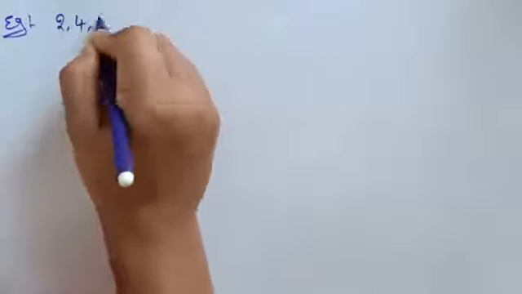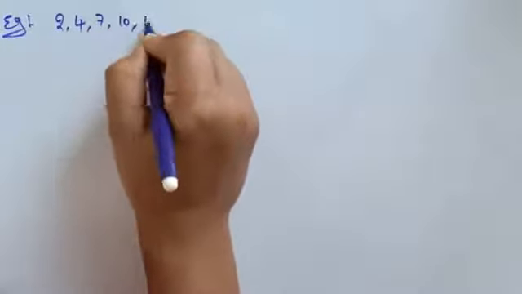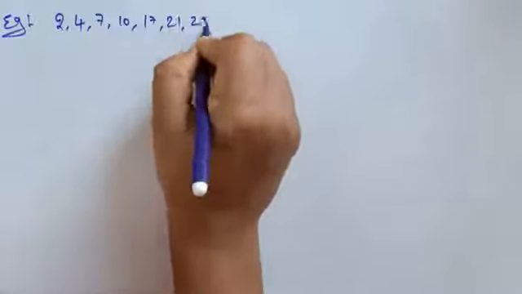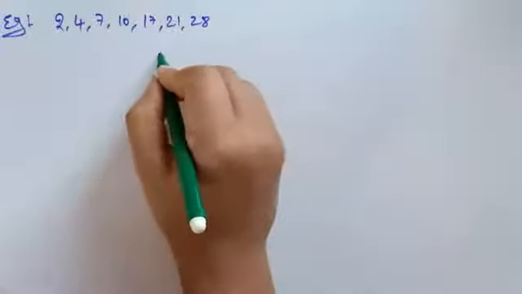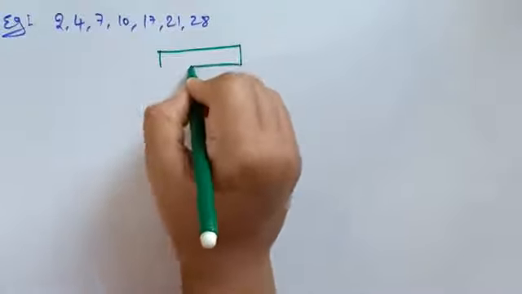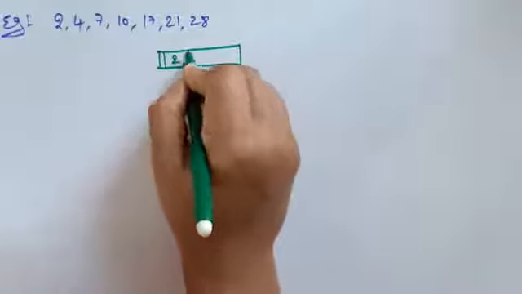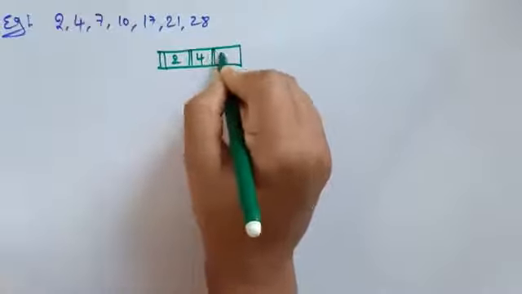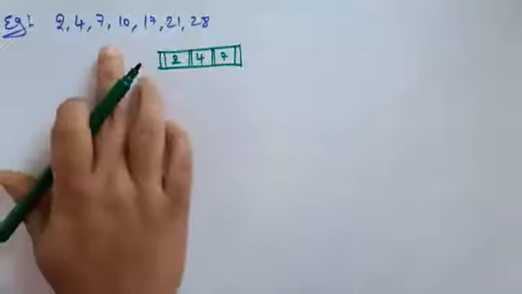Okay, 2, 4, 7, 10, 17, 21, 28. So, constructing a B+ tree. Let me take my node consisting of only 3 key values. Okay, 3 values it can hold. Insert 2, 4, 7.